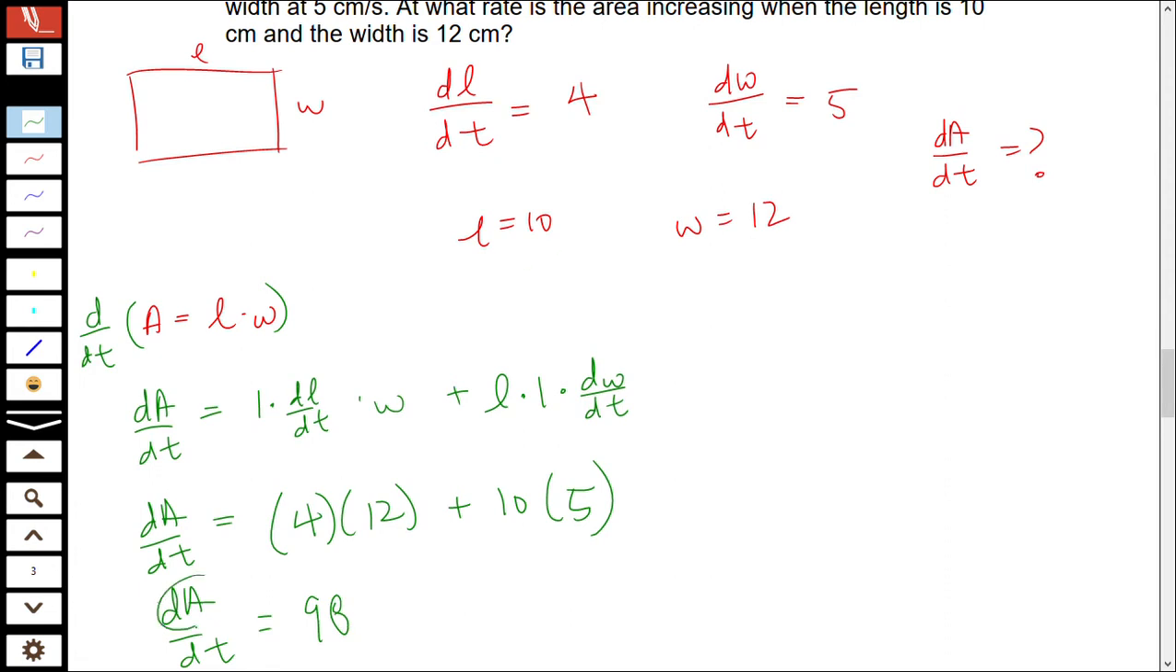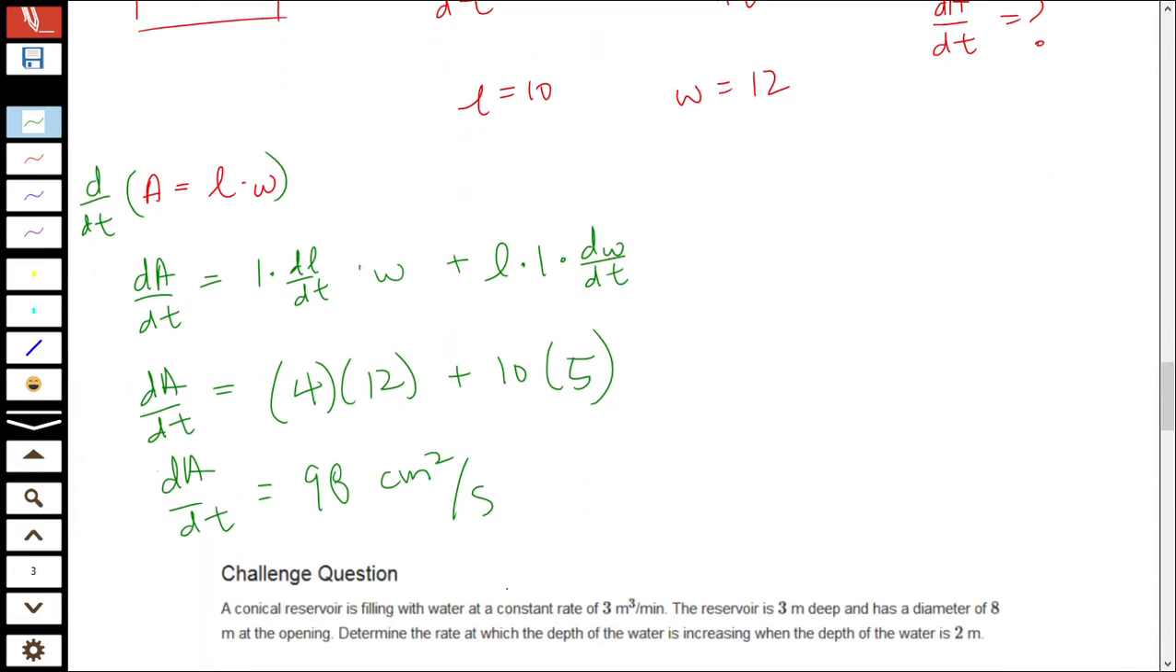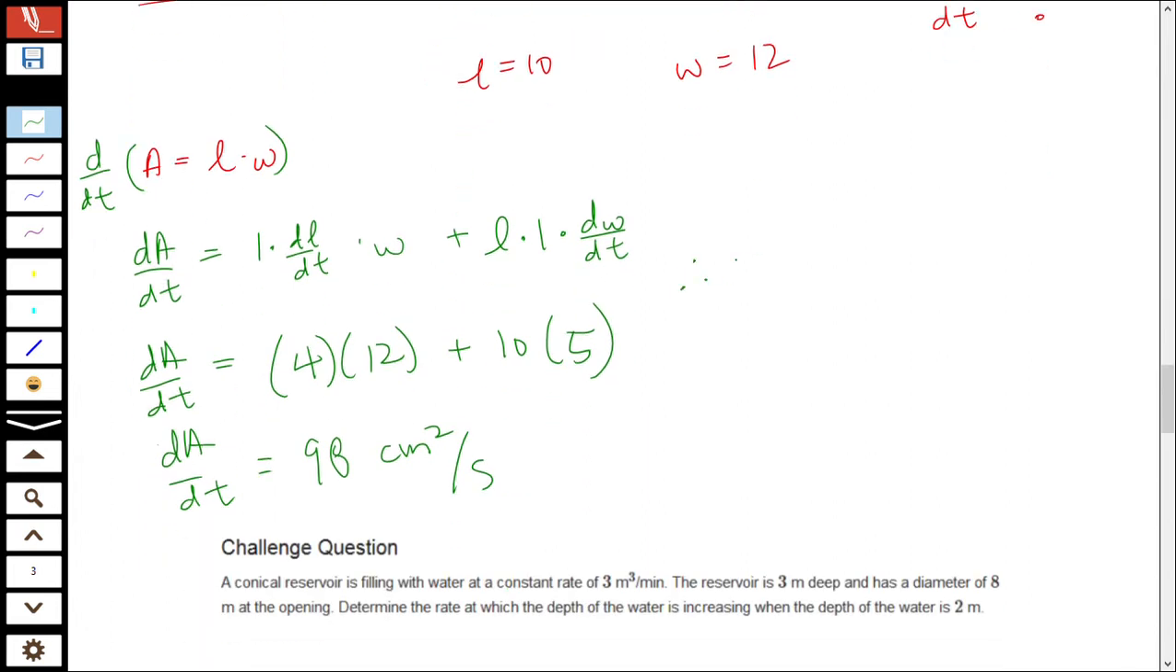And my unit is, they use centimeters, so it's going to be centimeters squared. And time was every second, was per second. Okay, so therefore the area is increasing at a rate of 98 centimeters squared per second.